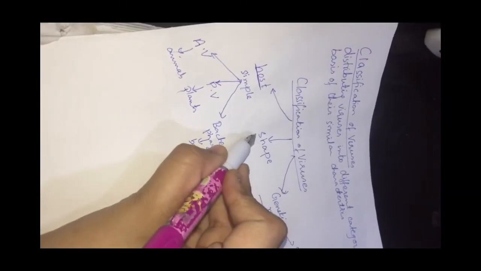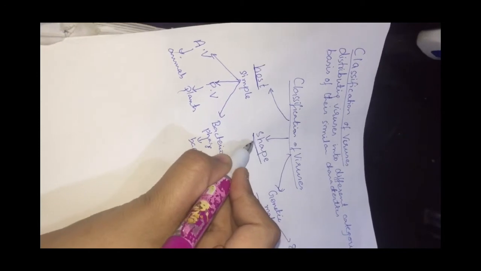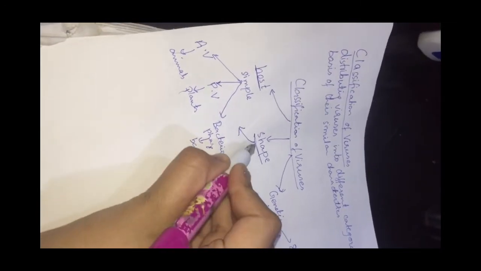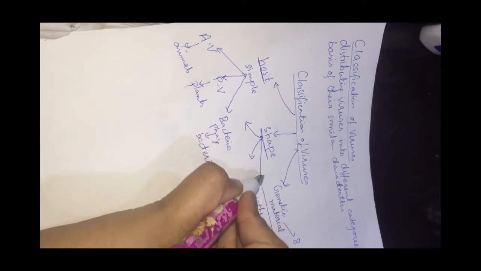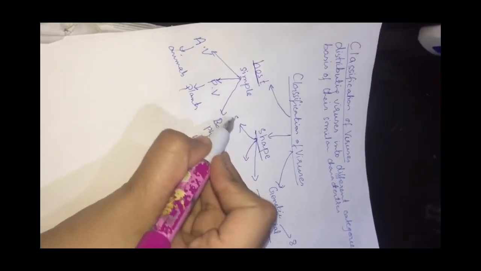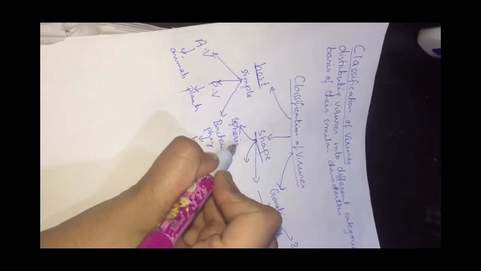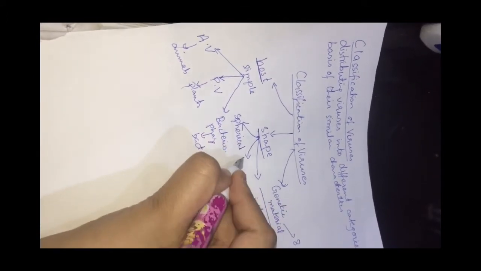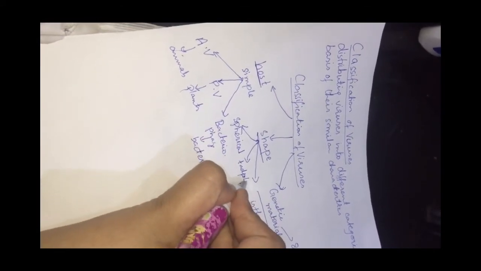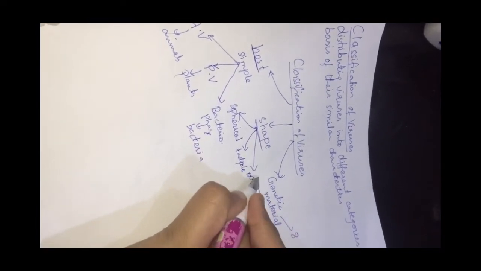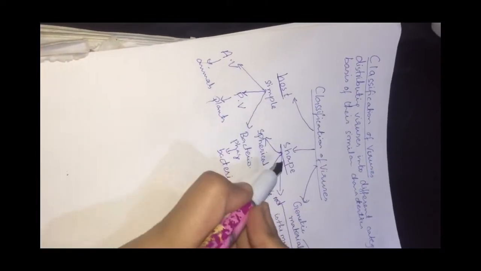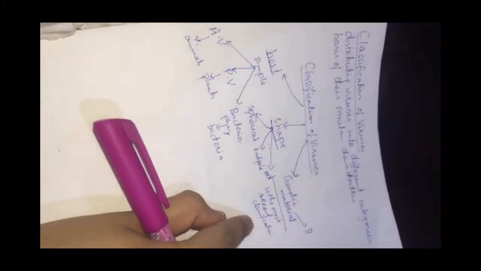Now, classification of viruses based on shape. Viruses are categorized into 3 main categories on the basis of their shape. Number first, spherical viruses. Number second, tadpole shaped virus. And number third, rod shaped virus. For example, first we are considering these both classification of viruses based on host and based on shape. We will discuss the classification of virus based on genetic material later in detail.